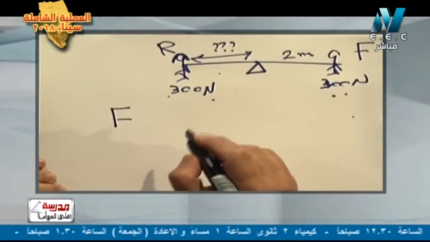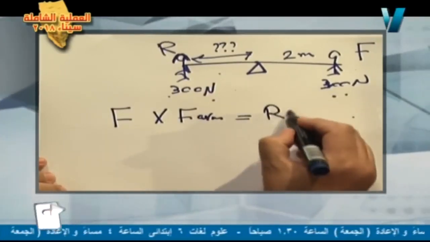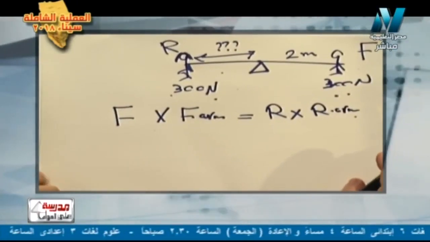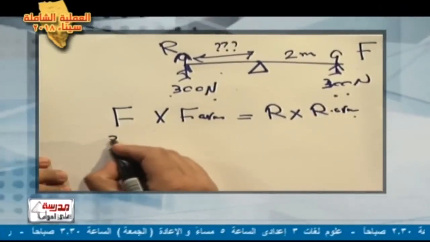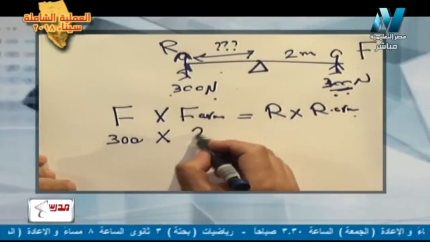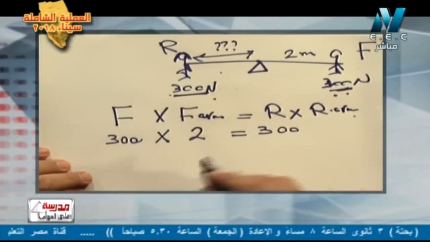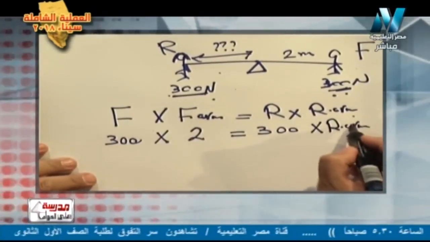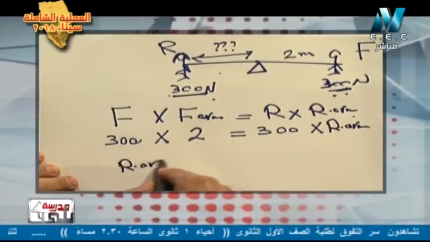The lever law says that effort force by effort force arm equals the resistance by the resistance arm. Effort force will be here 300 Newton. Effort force arm will be 2 meter, equal to the resistance, which will be 300 Newton, and the resistance arm is the missing value, the value that I don't have, and I want to know the resistance arm. The resistance arm will be what?